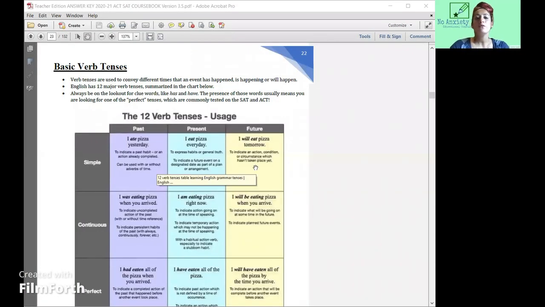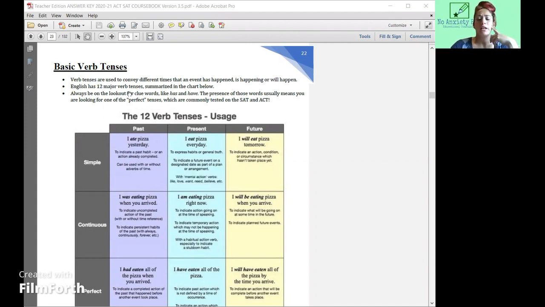colorful chart. We know that verb tenses in any language, but especially in English, are used to convey different times that an event has happened, is happening, or will happen. We have 12 major verb tenses, and we're going to just really focus on the ones that the test tests.